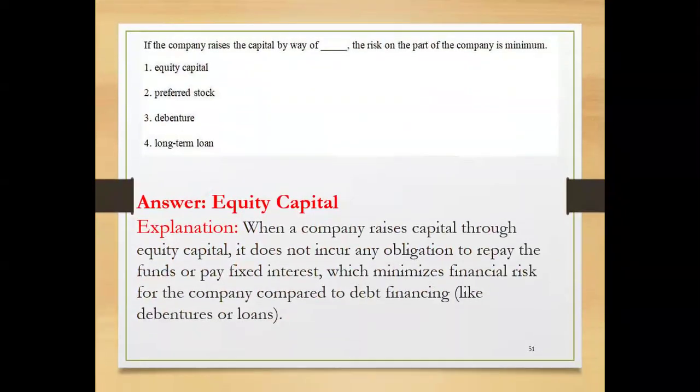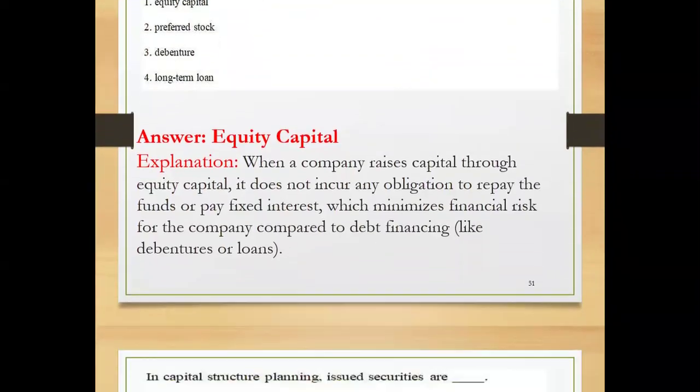The next question is, if the company raises capital by way of, the risk on the part of the company is minimum. Yes, the risk on the part of the company should be minimum. The correct answer is equity capital. Preferred stock, you have to pay preferred dividend; debenture, you have to pay the interest; and long-term loan, you have to pay the interest. When the company raises capital through equity, it does not incur any obligation to repay the funds or pay fixed interest, which minimizes the financial risk for the company when compared to debt financing like debentures or loans.